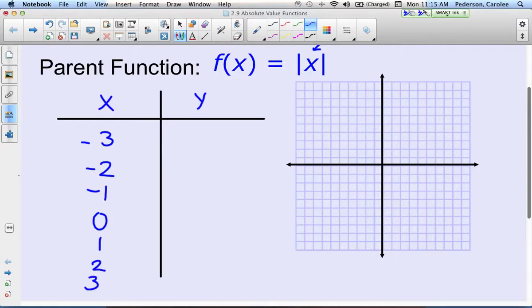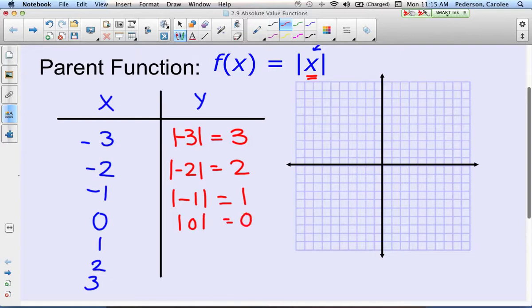So you want to say f of -3, what would be its value? So you're substituting it right here. The absolute value of -3, remember when you take the absolute value of anything, you're going to get a positive number out. The absolute value of -2, you're going to get a positive number out. Absolute value of -1, get that positive number out. Absolute value of 0 is still just 0. Absolute value of 1 is 1. Absolute value of 2 is 2. Absolute value of 3 is 3.